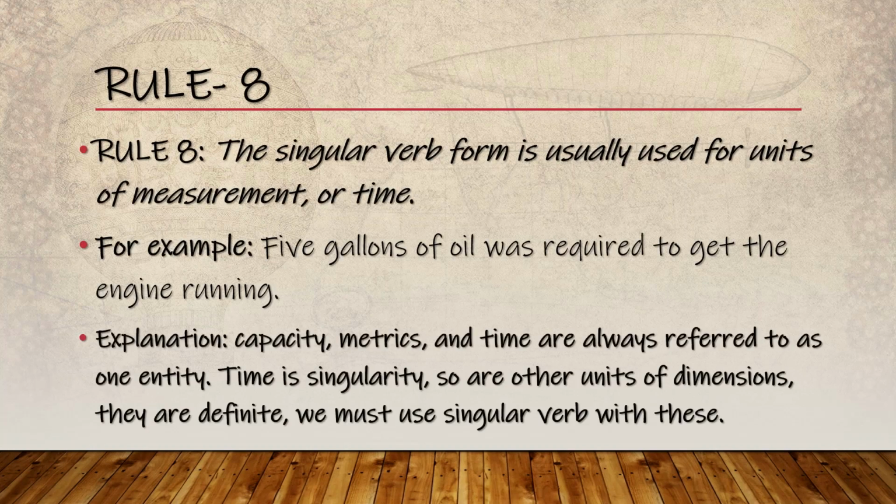Rule 8. The singular verb form is usually used for units of measurement, or time. For example, 5 gallons of oil was required to get the engine running. Explanation: capacity, metrics, and time are always referred to as one entity. Time is singular, so are other units of dimensions. They are definite. We must use singular verb with these.